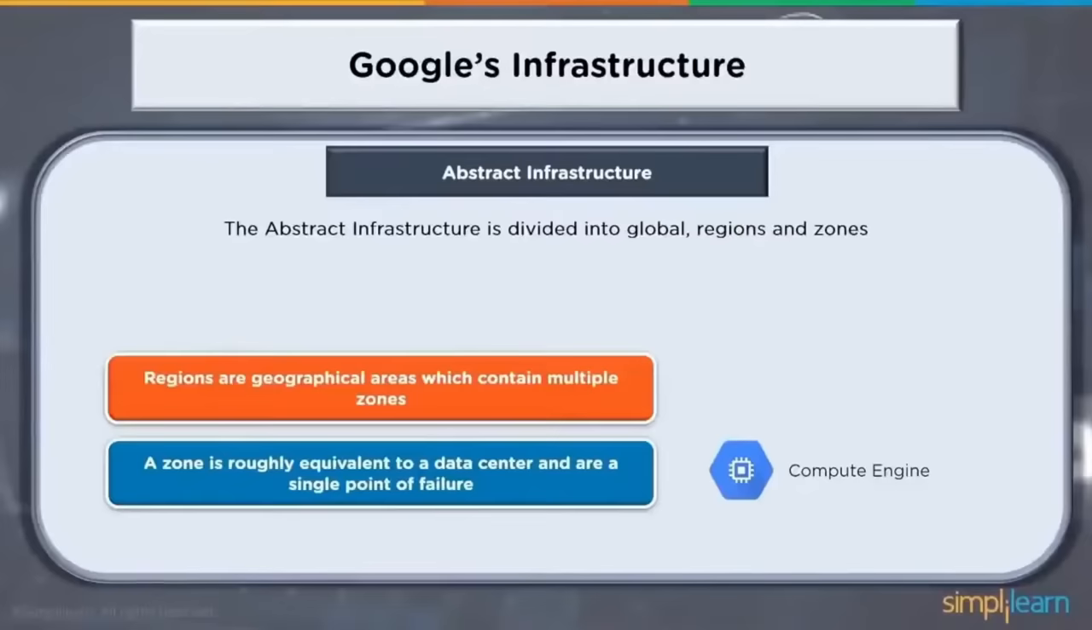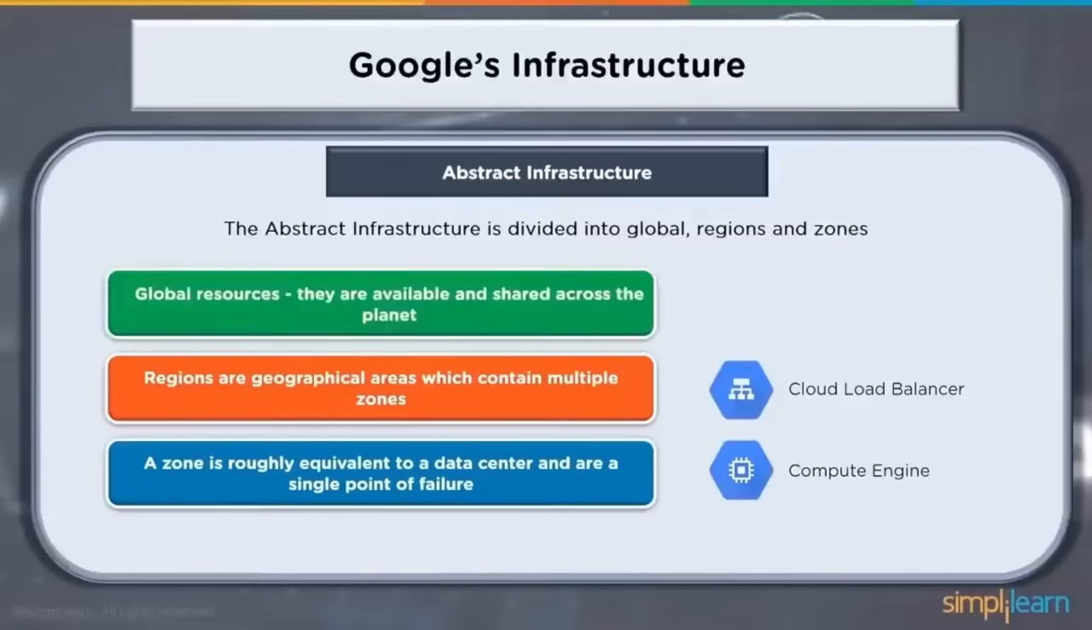So you could have a region for US Central, or Europe Central, Europe West, and so on. Within a region, you would have one or multiple zones, and zones allow high availability of resources. You have cloud load balancer as an example of a regional resource. Then you have global resources, which are available and shared across the planet. So you have various global resources, such as network, which could even be your IP addresses, and so on.